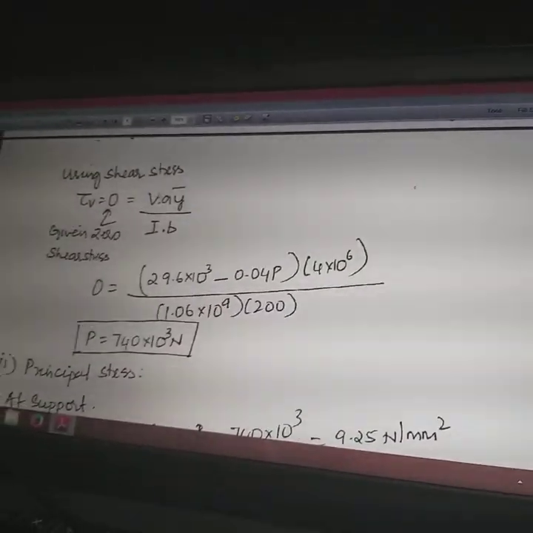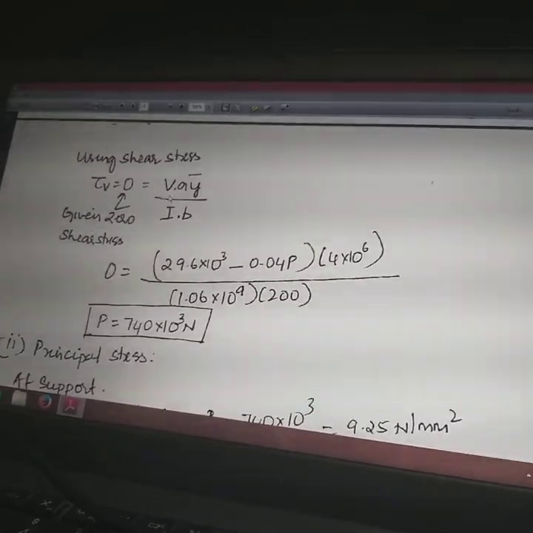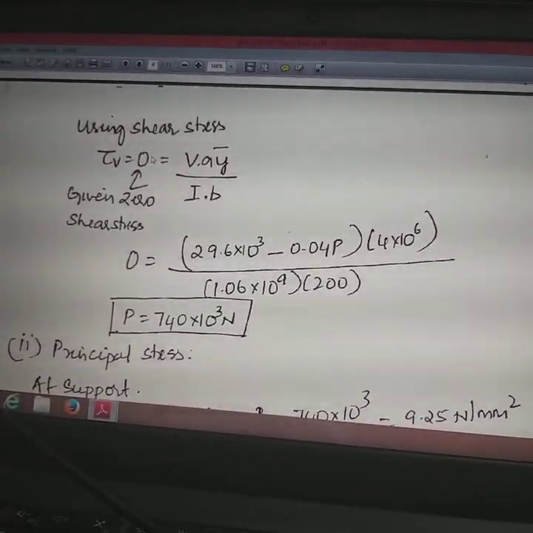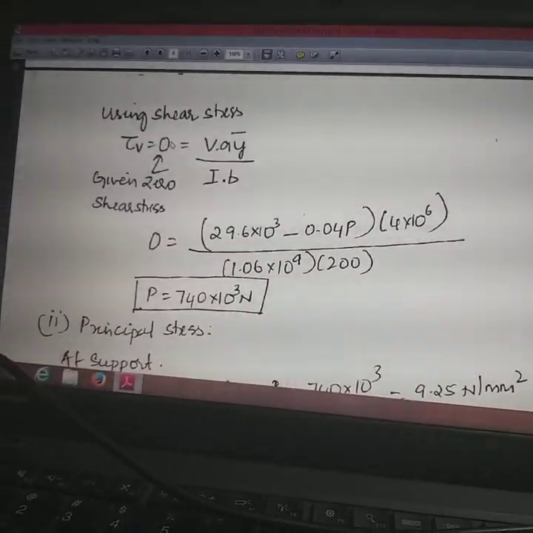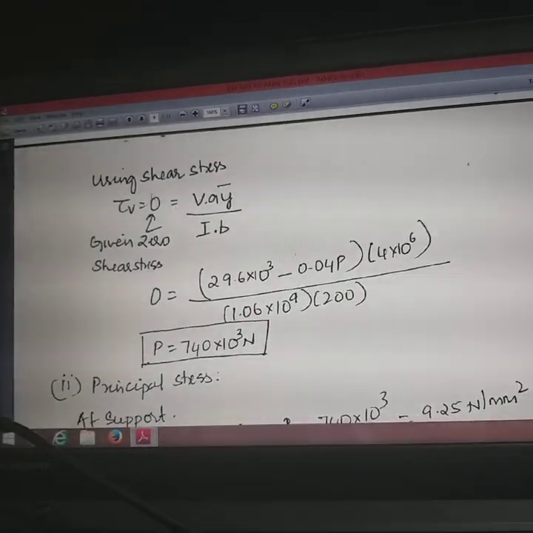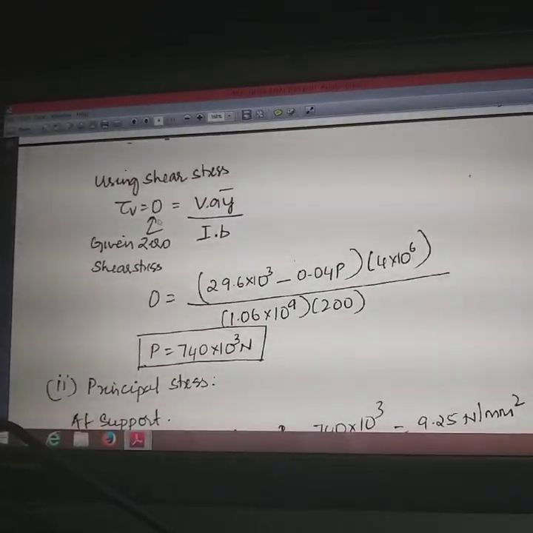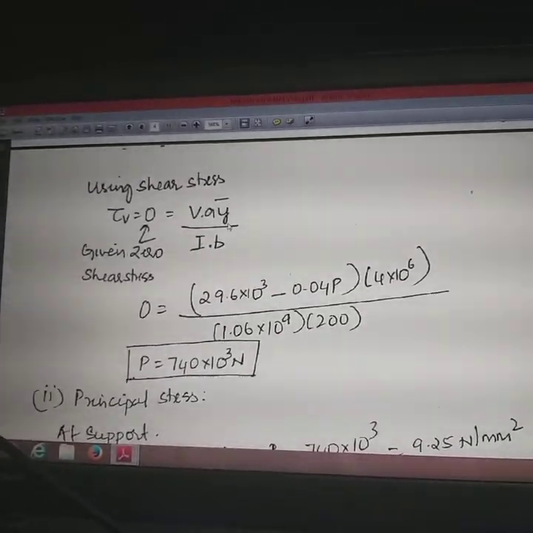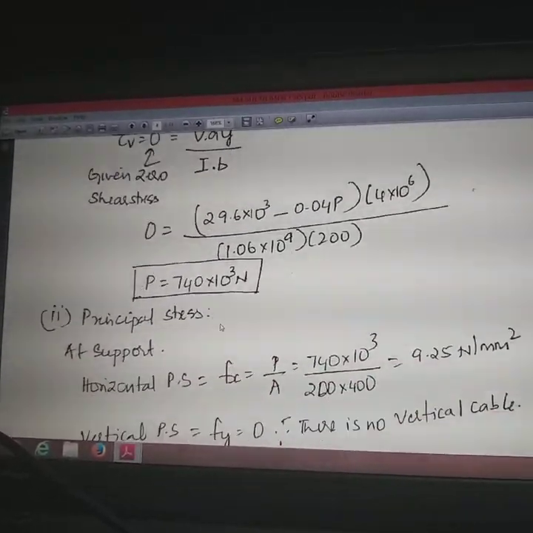And using the shear stress equation, tau V is equal to V A y bar divided by I b. So in the data it is given that you are supposed to find out the effective pre-stressing force for the zero shear stress value. Therefore we are considering tau V as 0. Tau V is nothing but your shear stress, 0. So substitute everything, you will get the value for the P.